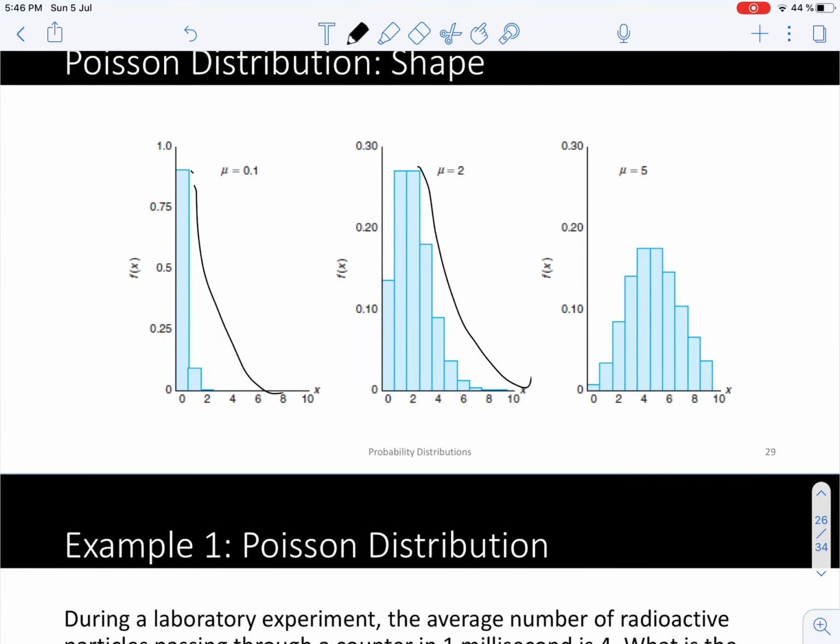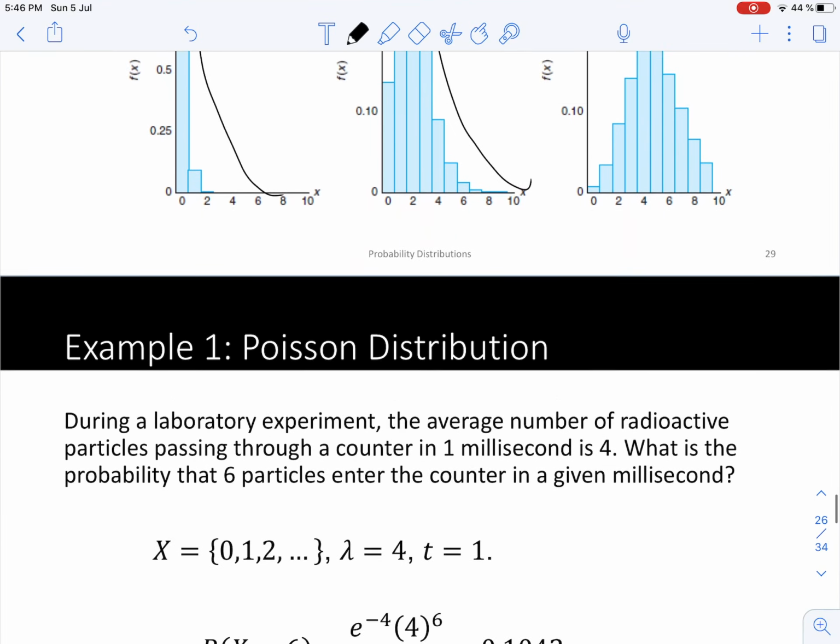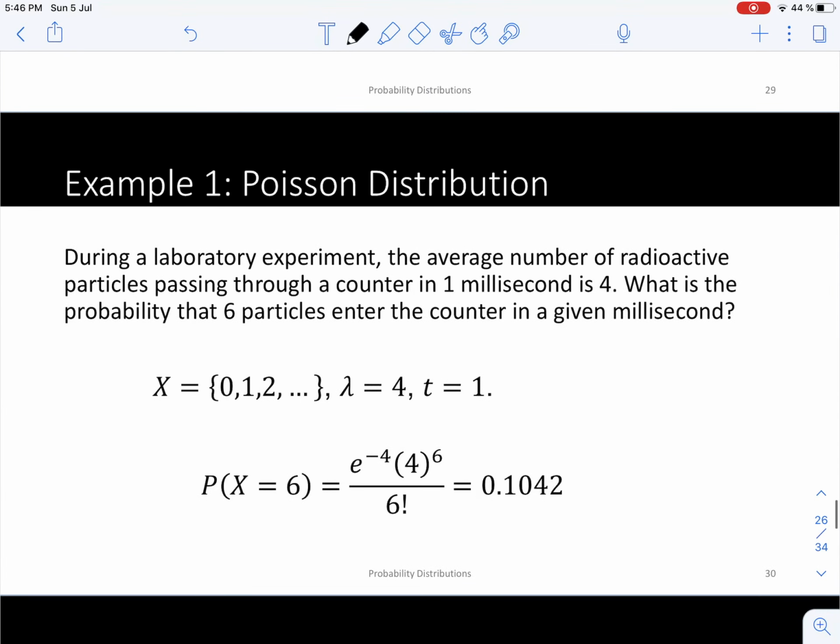The shape, it's positively skewed. Let's check a couple of examples.